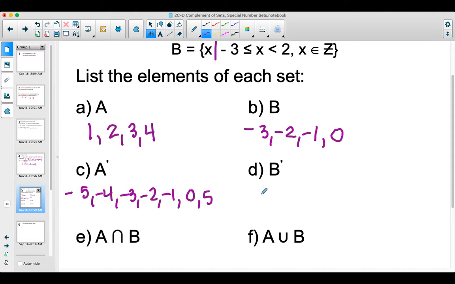B prime, on the other hand, is going to be all the numbers that are not B. So -5, -4, 1, 2. Oh, I'm forgetting 1 here. That's not there. Sorry about that. That should have a 1 there. So 1, 2, 3, 4, and 5. That's going to be your B prime.